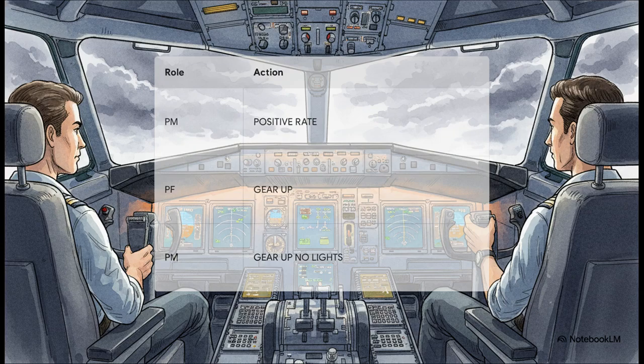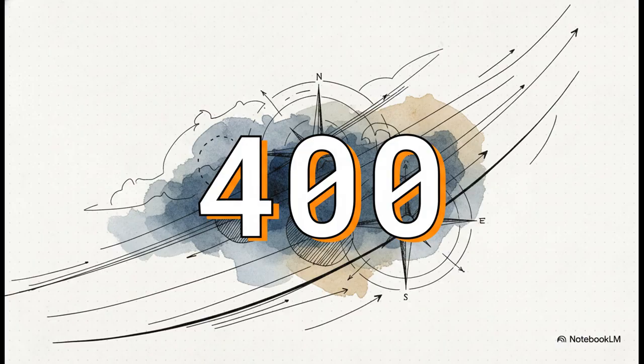And finally, when the landing gear is fully retracted and the lights are out, the PM confirms with gear up, no lights. Memorize this sequence as one fluid motion. We keep climbing, and hitting 400 feet is our first really major milestone in this procedure.